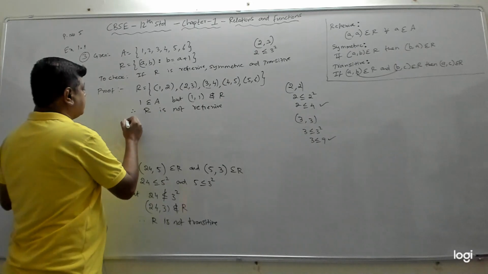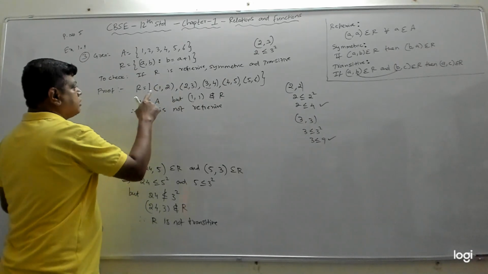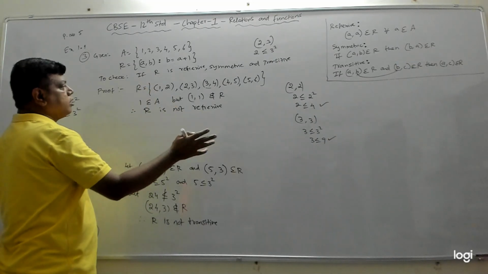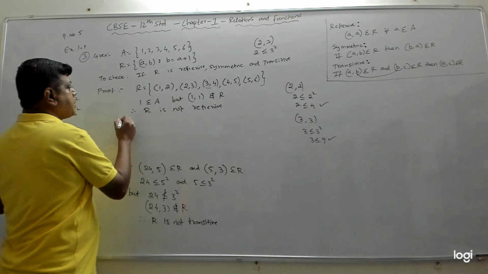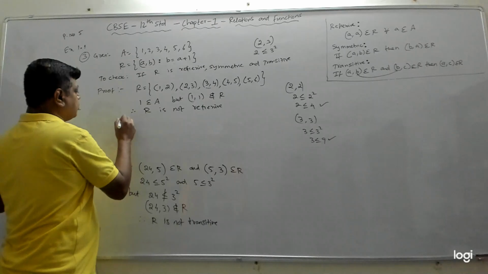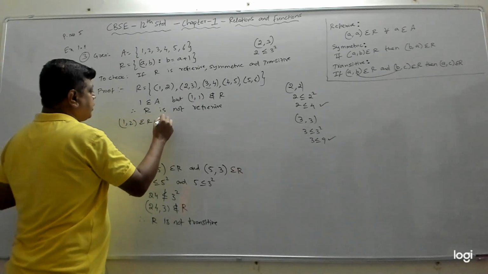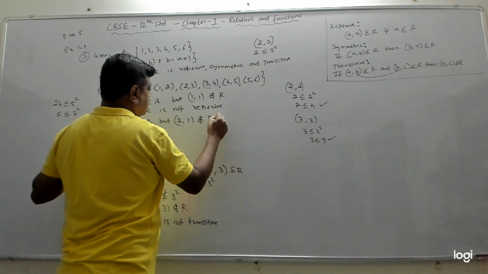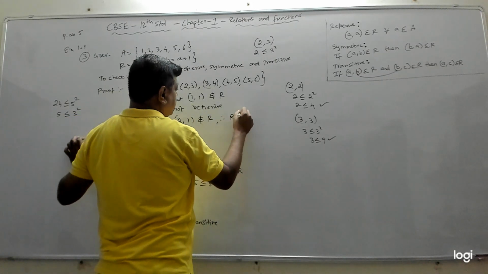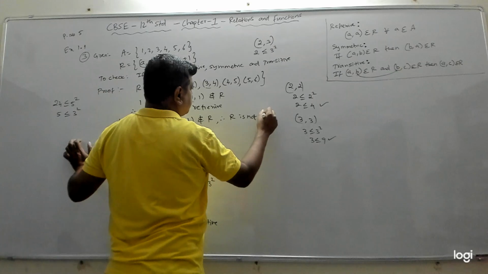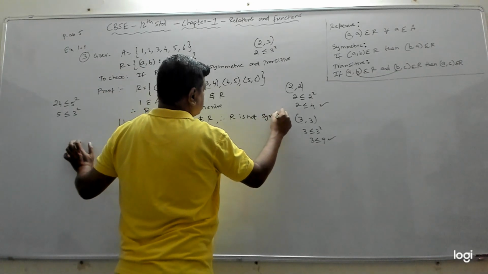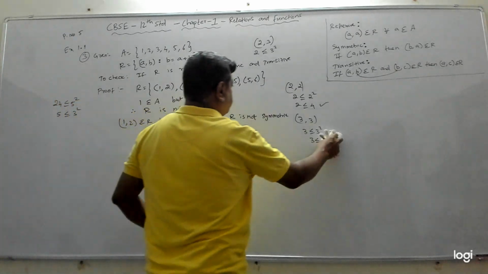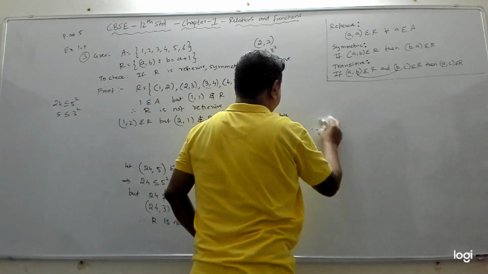Then again, for symmetric, see, 1 comma 2 is there, but the reverse 2 comma 1 is not there. Therefore, it is not symmetric. So we can say 1 comma 2 belongs to R, but 2 comma 1 does not belong to R. Therefore, R is not symmetric. The third one is transitivity.